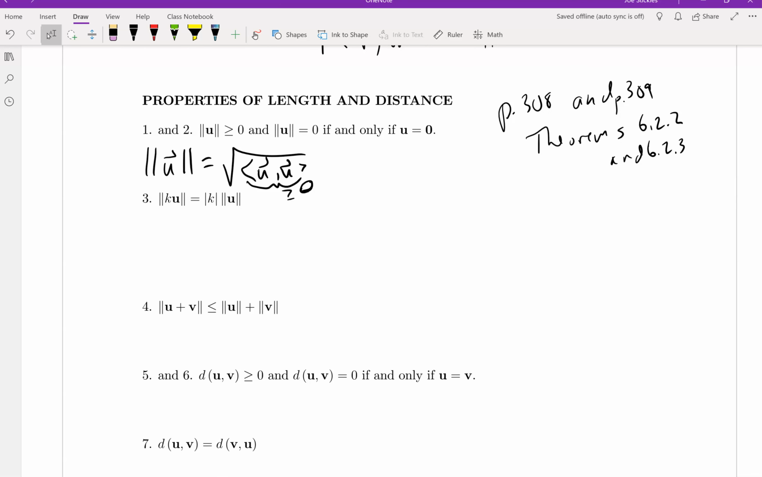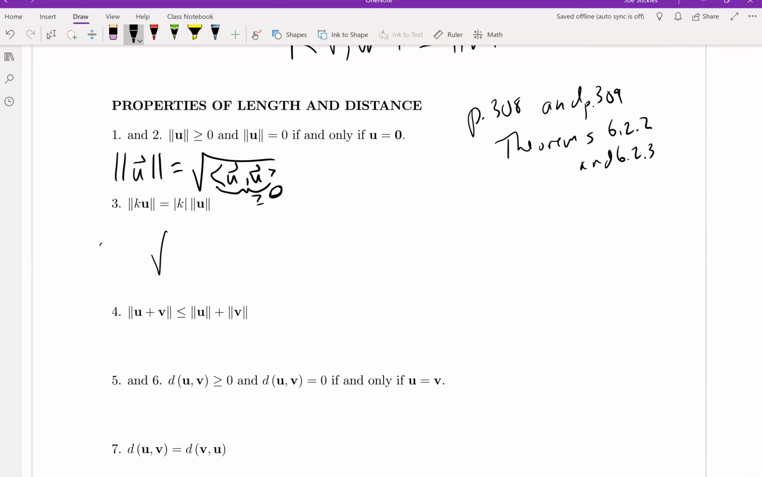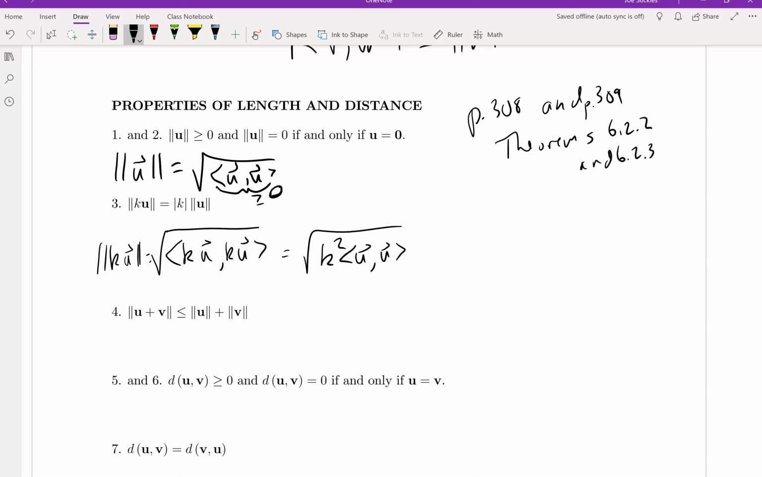Property 3 here says that if we have a scalar times a vector, the magnitude, if we pull the scalar out, we get an absolute value. This is also pretty straightforward. If I want the magnitude of a scalar times a vector, that'll be the square root of the inner product of that vector with itself. Axiom 3 of inner products is that we can pull a constant out of a component and put it in front of the inner product. We have one in the first component and one in the second component. So when we pull them both out, we get a k squared. Now when we take the square root of the k squared, we get absolute value of k. And when we take the square root of the inner product of u with itself, we get the magnitude of u.